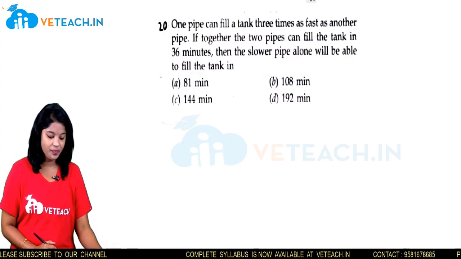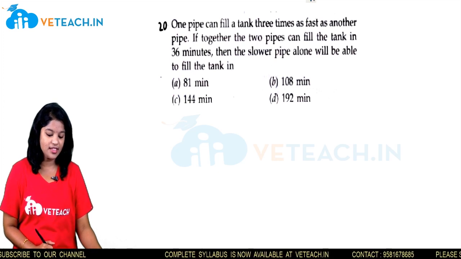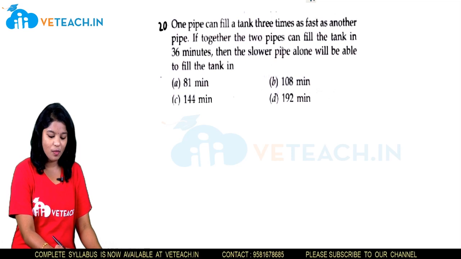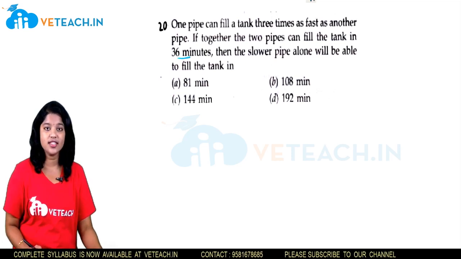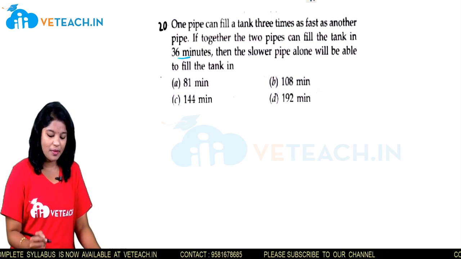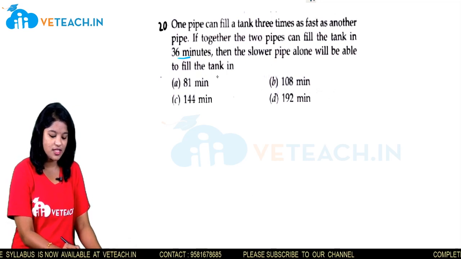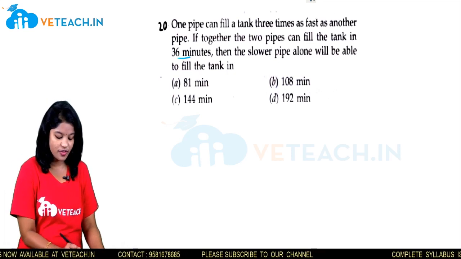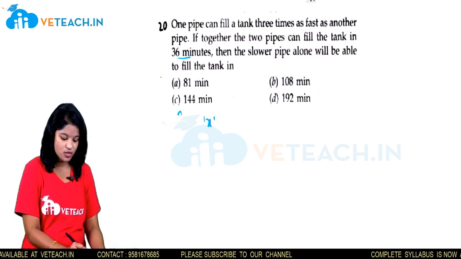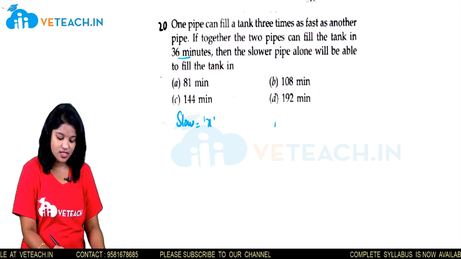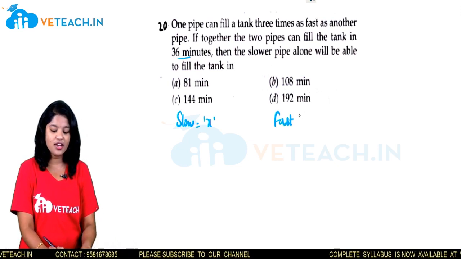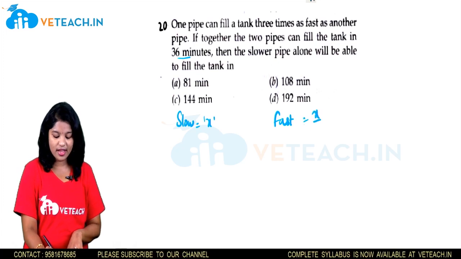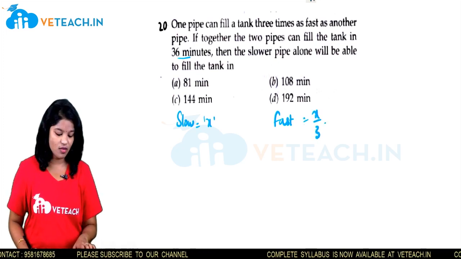See the next question. One pipe can fill a tank 3 times as fast as another pipe. If together the 2 pipes can fill the tank in 36 minutes, then the slower pipe alone will be able to fill the tank in? Now let us take the slower pipe can alone fill the tank in x minutes. So this is the slower pipe, whereas the faster pipe can fill 3 times as fast as the slower pipe. So it will fill in x/3 minutes.